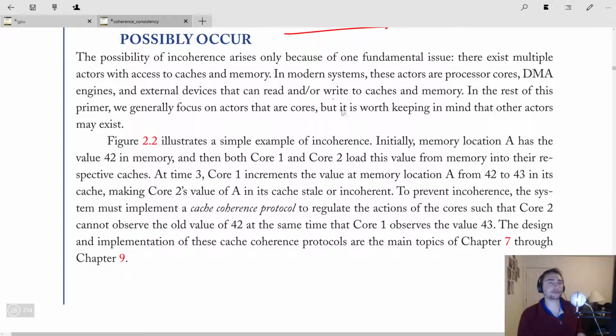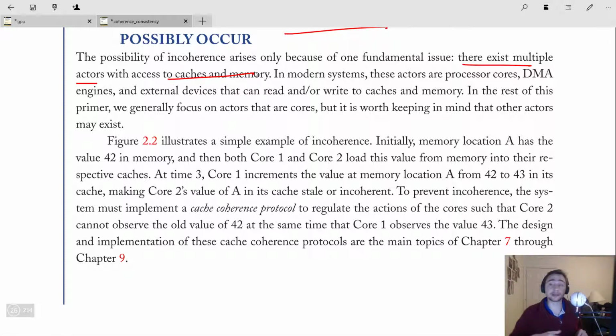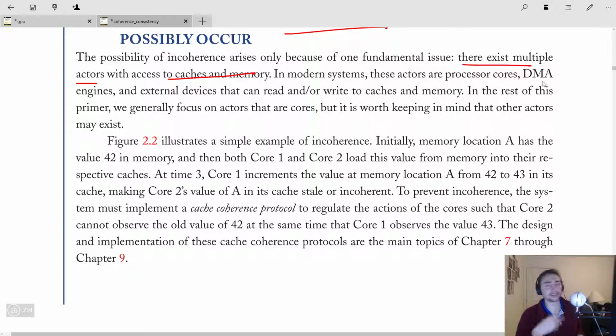And really where this comes from is simply by having multiple actors with access to cache and memory. So in our case, we're talking about each of the different threads that belong to a different core as an individual actor. In reality, it's more complicated than this. As always, reality tends to bring on new problems.